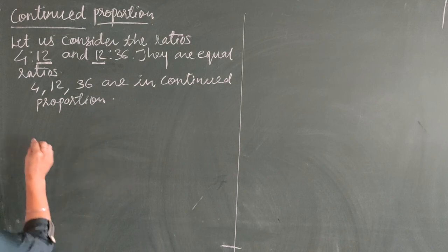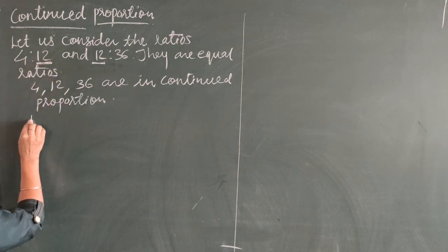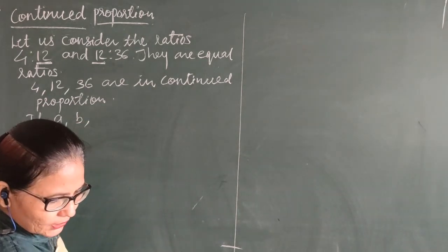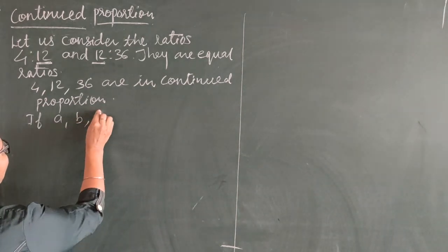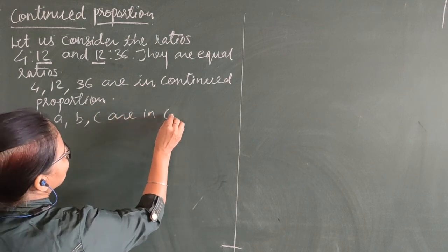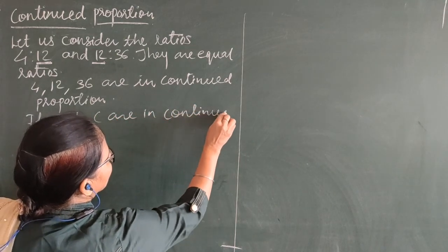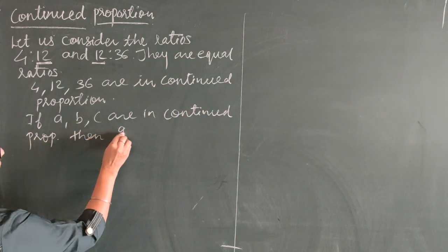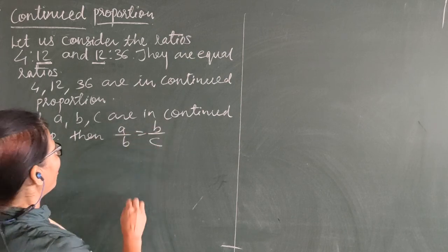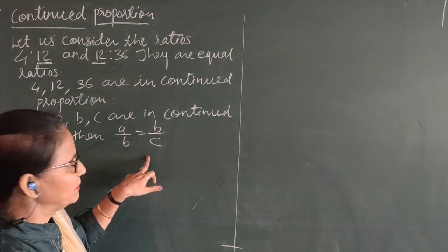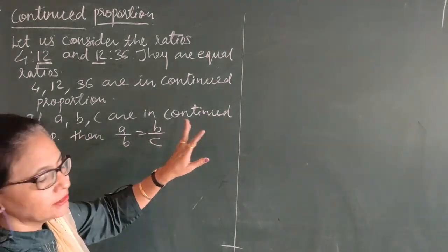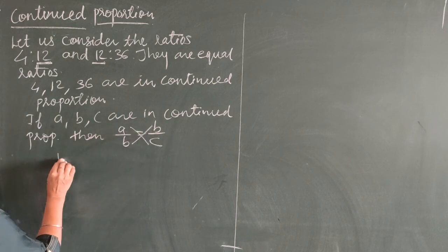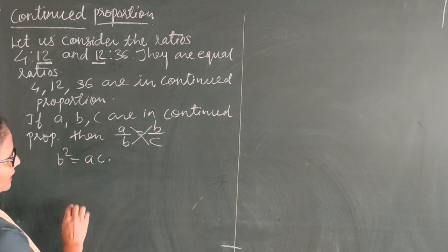Now, in place of these numbers, let's take A, B, C. If A, B and C are in continued proportion, then A by B is equal to B by C. Or you can say that if A by B is equal to B by C, then A, B, C are in continued proportion. Now let's use cross multiplication. So B into B will be what? B square is equal to AC.